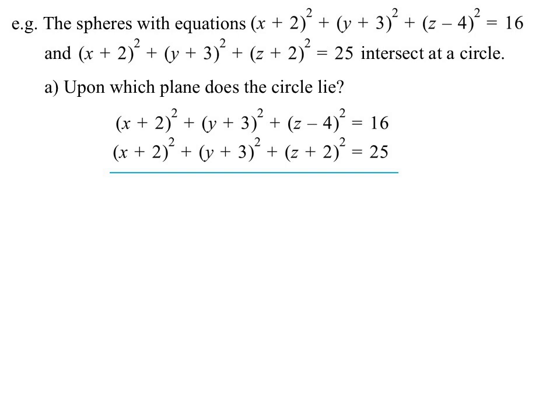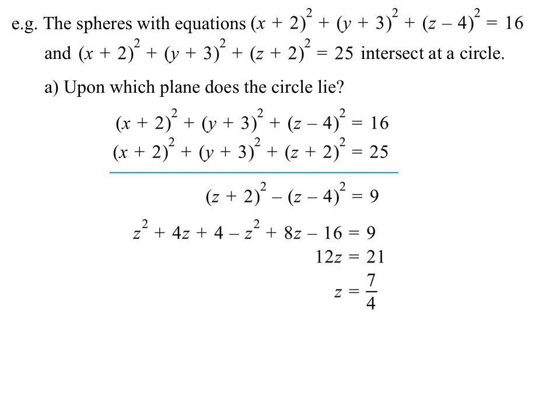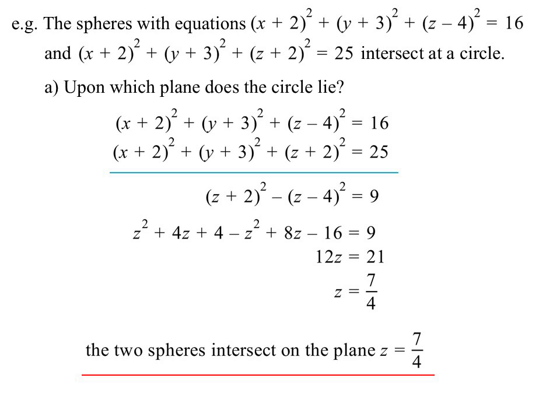But nicely, you'll notice, well, look, the (x+2)² is going to cancel, and the (y+3)² is going to cancel. So I end up with (z+2)² minus (z−4)² equals 9, and that comes down to be z equals 7/4. So that would be the equation of the plane that it lies on.